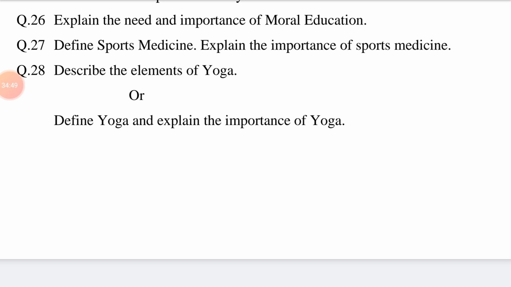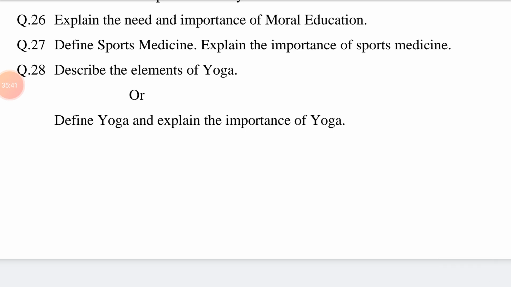Number 2, niyam. Niyam has 5 moral codes of conduct. Number 1, cleanliness or saucha. Second, contentment or santosh. Third, austerity or tapas. Fourth, self-study or swadhyaya. 5, surrender to God or Ishvara pranidhana. Number 3, posture or asana. 4, breath control or pranayama. 5, withdrawal of senses or pratyahara. 6, concentration or dharana. 7, meditation or dhyana. 8th, samadhi or self-realization. Explain all these points in 2 to 3 lines.